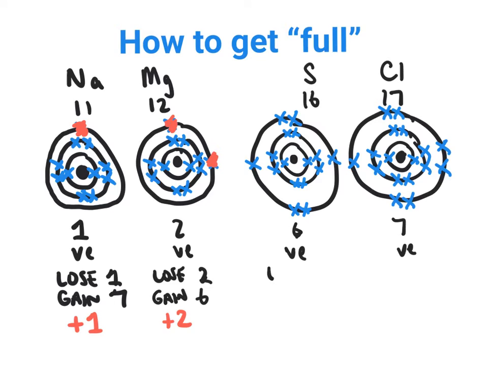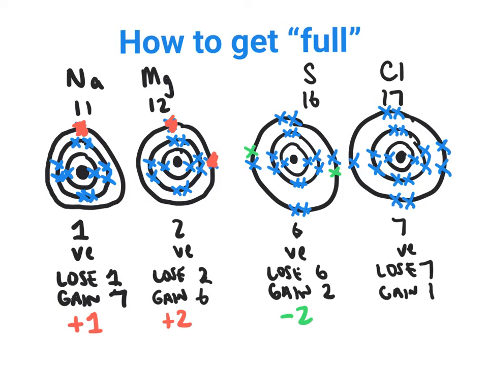On the other side of the coin, you have sulfur, which has 6 valence electrons. This time, it could either lose 6 or gain 2. It's easier to gain 2 than to lose 6, so it's going to gain 2 electrons and form a -2 ion. You can get the picture with chlorine. Chlorine is either going to lose 7 or gain 1, and when it gains 1, it's going to gain it right here and make a -1 ion. Remember, the periodic table tells you which column it's in and how many valence electrons it has. That's how elements get full. They can either gain or lose electrons.